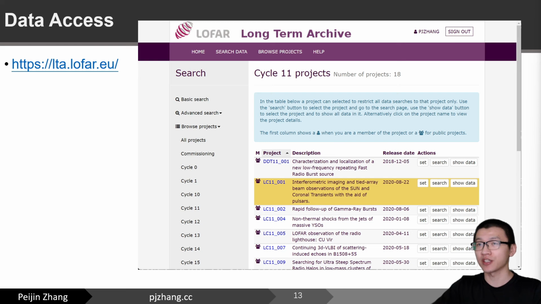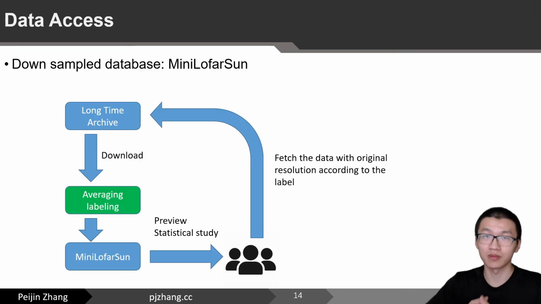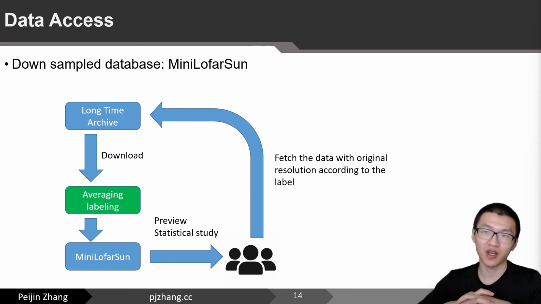About data access: all the data recorded by LOFAR will be publicly available after a 1-year data protection period. It's on lta.lofar.eu, the Long Term Archive. But here is a problem, which is the data size. The data size is too large with the original resolution. Sometimes it takes a few months to download a big dataset, but it turns out there's nothing happening in this dataset. That would be very awkward.